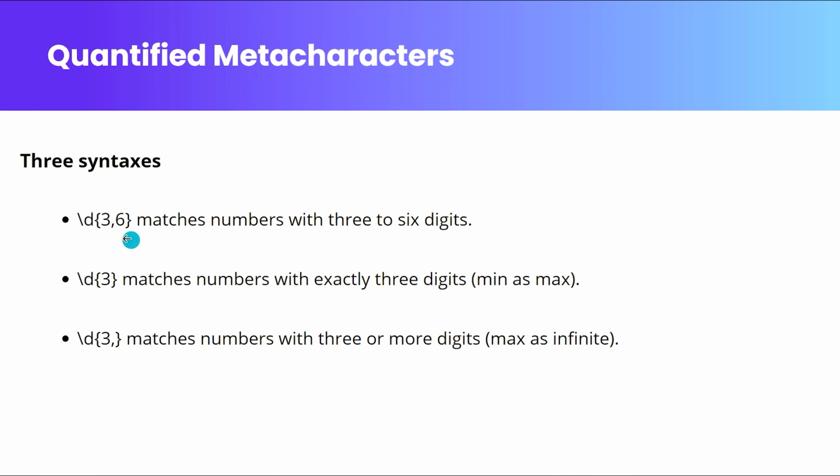Here you can see backslash d with 3 and 6 inside the curly braces. This will match numbers with 3 to 6 digits. A single digit inside the curly braces will match exactly 3 digits, whereas the third one will match numbers with 3 or more digits, with max as infinite.